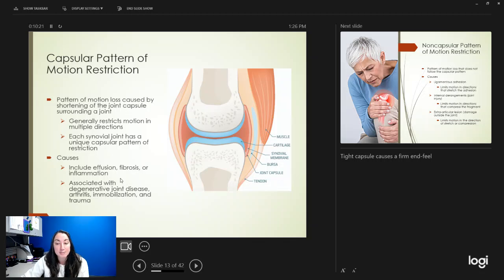Some of the causes of the capsule being tight could be effusion, which is joint swelling, or just regular inflammation around the joint, fibrosis, like a scar tissue buildup or any type of adhesion. And the diseases that they're most commonly associated with is degenerative joint disease, arthritis, some type of immobilization, or trauma. When you have a tight capsule, you will feel a firm end feel. So when you push, there is a firm resistance that you can feel resisting that movement, and that can tell you that it's either a tight capsule, or of course it could be some other tightness, but that's one of the main indications.